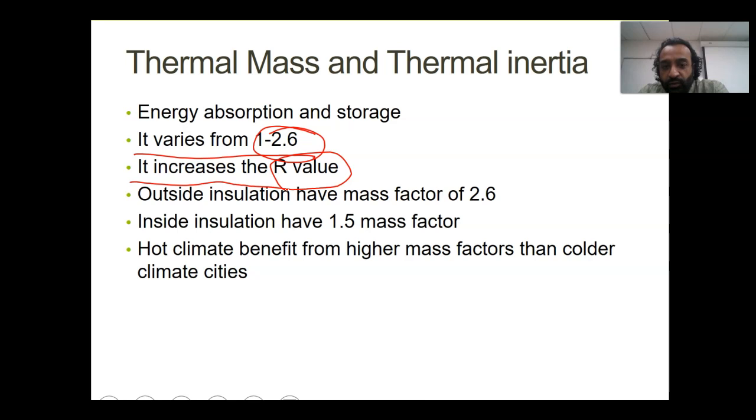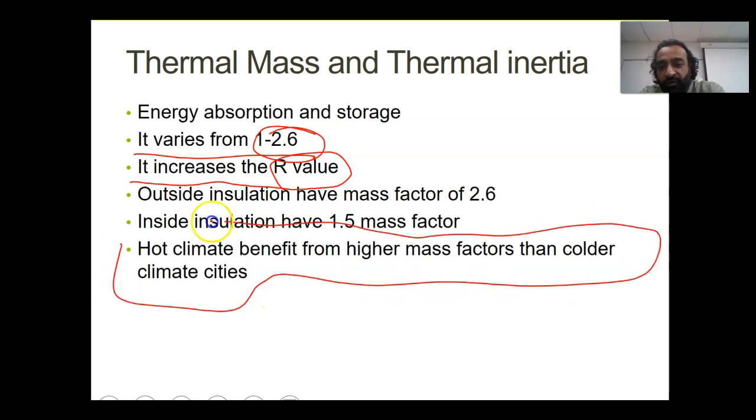This went a little bit too long. For a while people were trying to do a lot of passive cooling and heating using thermal mass and thermal inertia, and it's a very common practice when it comes to hotter climates.